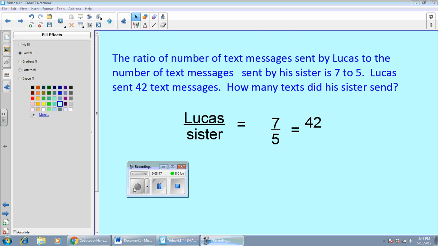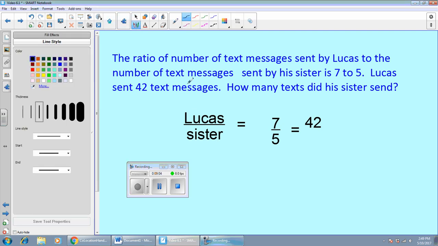Alrighty, so did you set it up like this? I noticed that this question asks about how many texts did Lucas's sister send if Lucas sent 42 text messages? Well, the original ratio of number of text messages sent by Lucas to the number of text messages sent by his sister is 7 to 5. So I wrote the 7 correlated to Lucas and 5 was the sister. And then when they said that Lucas sent 42 total messages, I knew to put 42 in the numerator where Lucas is.